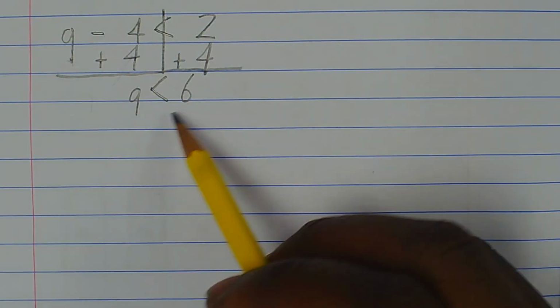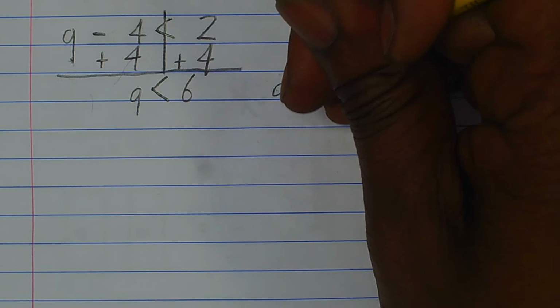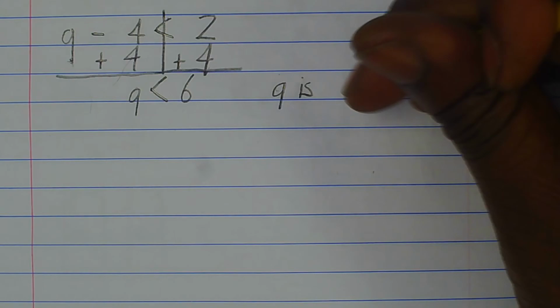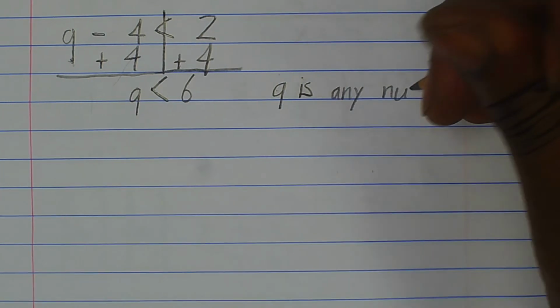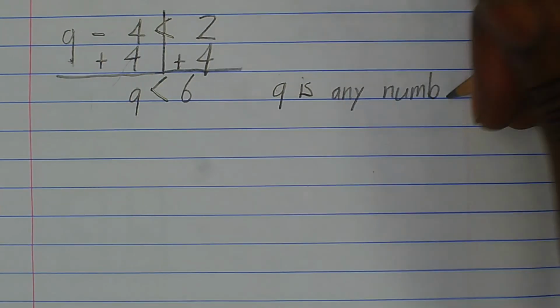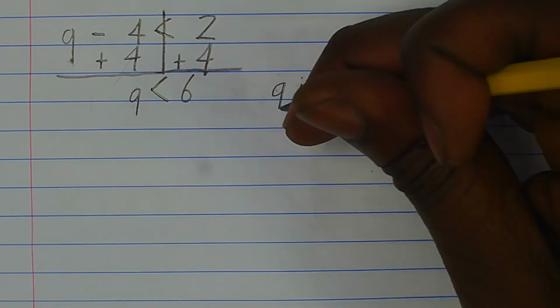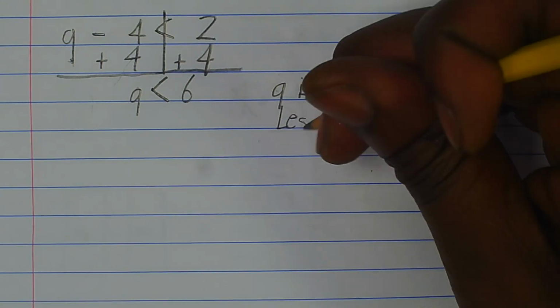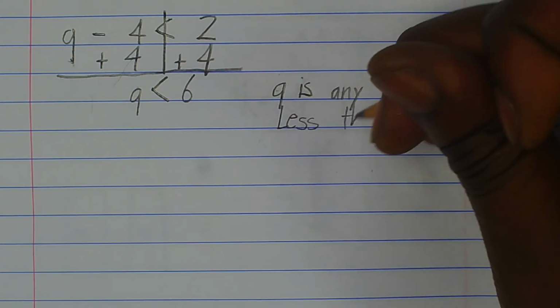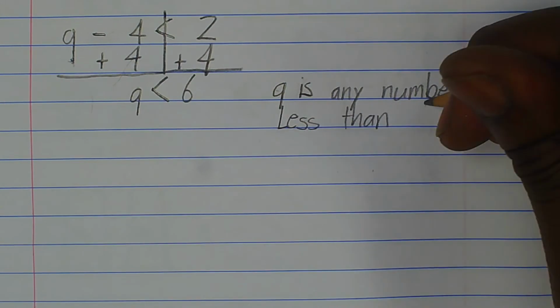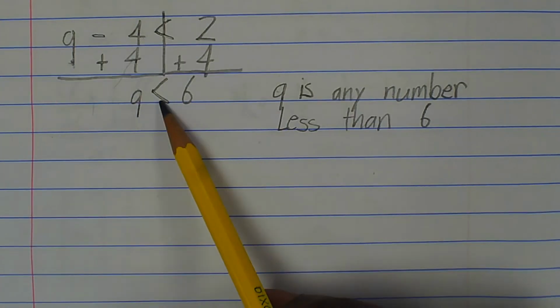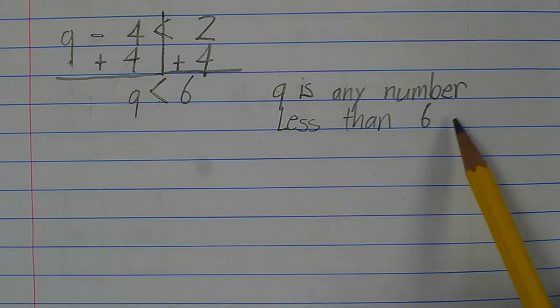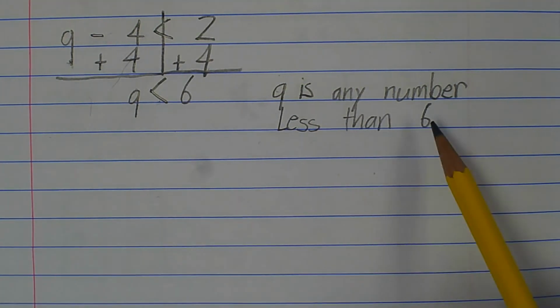So this literally means that Q is any number less than 6. To make this inequality true, Q is going to be any number that is less than 6.